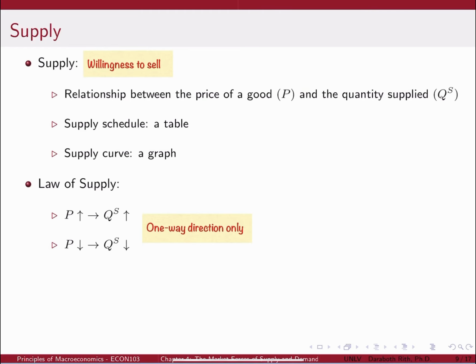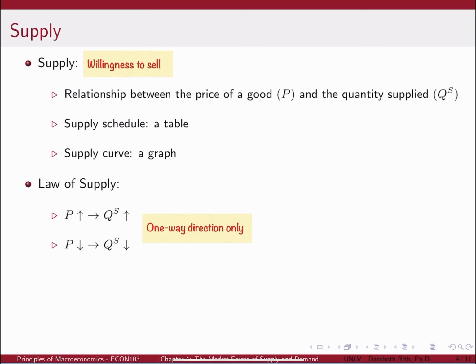Now let us take on supply. You have to put yourself as a producer or seller. Supply is the willingness to sell, and it tells the relationship between the price of a good and its quantity supplied. What is the relationship and direction? By the law of supply, it is a positive relationship between price and quantity supplied. That means that if price goes up, quantity supplied also goes up, and the other way around.